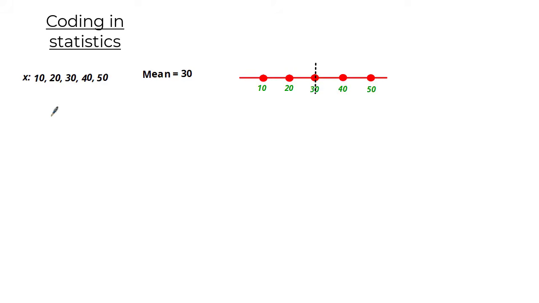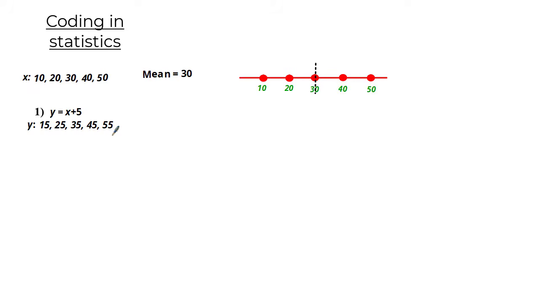So we're going to do different examples where we transform this data using a coding equation. And then what we're going to do is see how the mean of the coded data changes from the original data numerically and visually. Now, one of the ways we can transform this data is by using the coding y is equal to x plus 5. And so by adding 5 to each value of x, we would get the following coded data set: 15, 25, 35, 45, and 55.